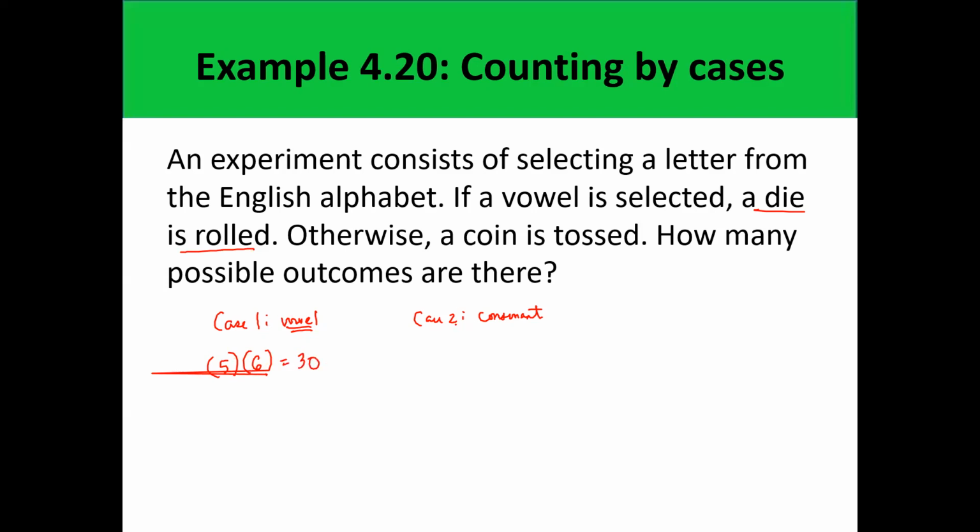And then for case 2, since the number of consonants is 21, this will be multiplied with the number of outcomes when we toss a coin, which is 2. So 21 times 2 is equal to 42. Now in this case, the 30 here is M1 and the 42 is M2. So counting by cases, we have M1 plus M2 is equal to 72 possible outcomes for this experiment.